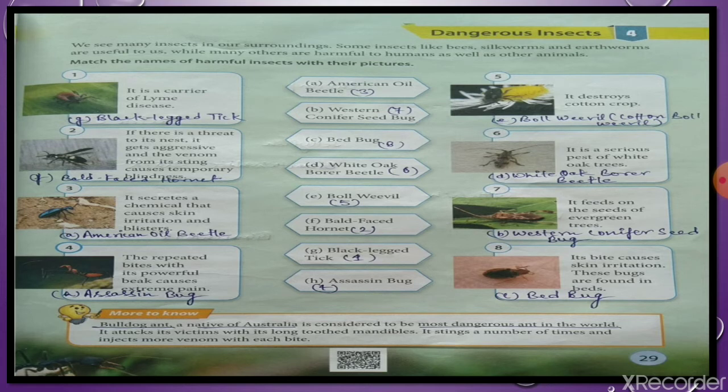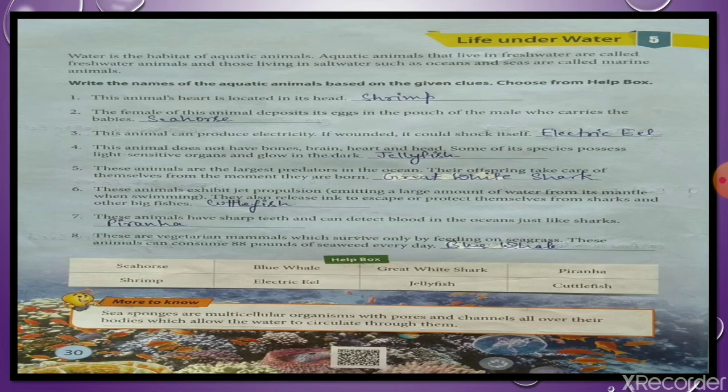Now, the fifth one is life underwater. So we know the water is the habitat of aquatic animals. Aquatic animals that live in fresh water are called freshwater animals, and those living in salt water, such as oceans or seas, they are called marine animals. So we have to write the name of the aquatic animals in the given place according to their hints or clues.